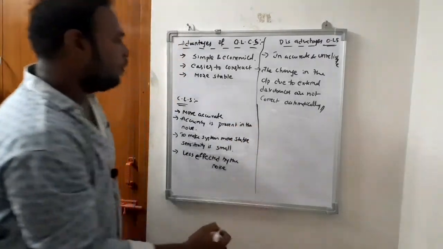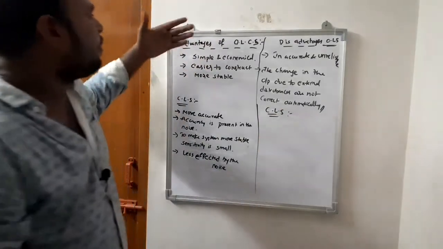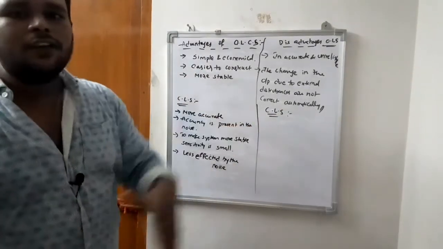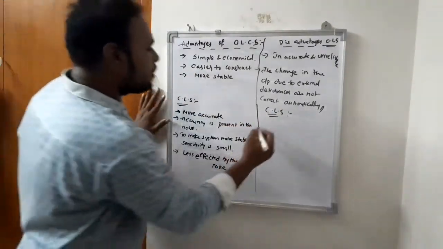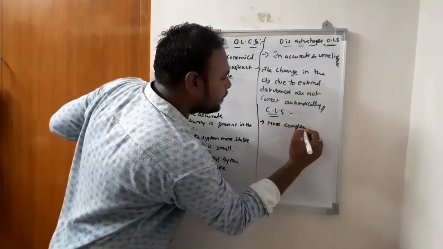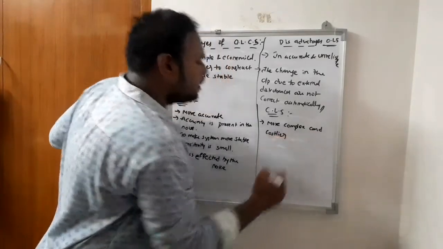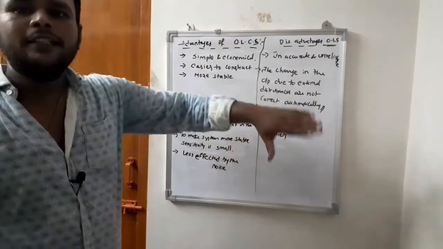And coming to the disadvantages, what are they? The advantages of the open loop system are the disadvantages of the closed loop. First one is more complex and costlier. So the closed loop systems are more complex and costlier.